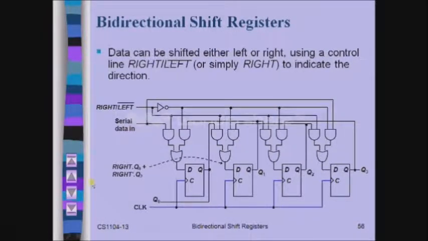Now this is the bidirectional shift register, where we can shift the data towards right as well as towards left. Serial data in from here and serial data out from here. As you can see, if this control input is 0, then the data would be shifted towards left. If this control input is 1, then the data would be shifted towards right.